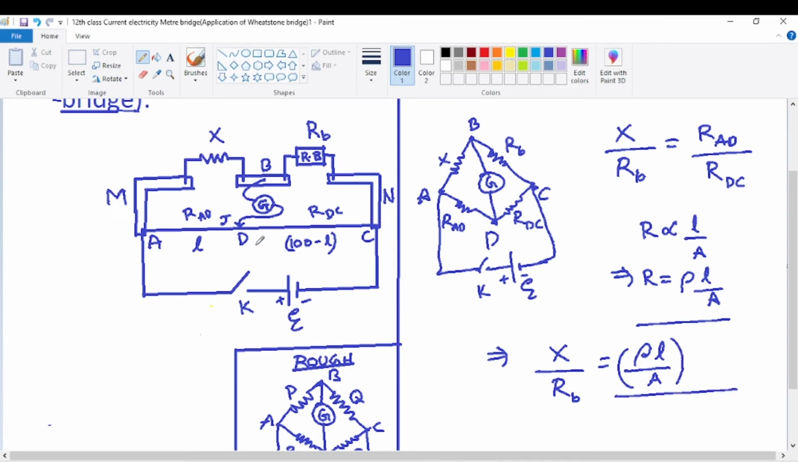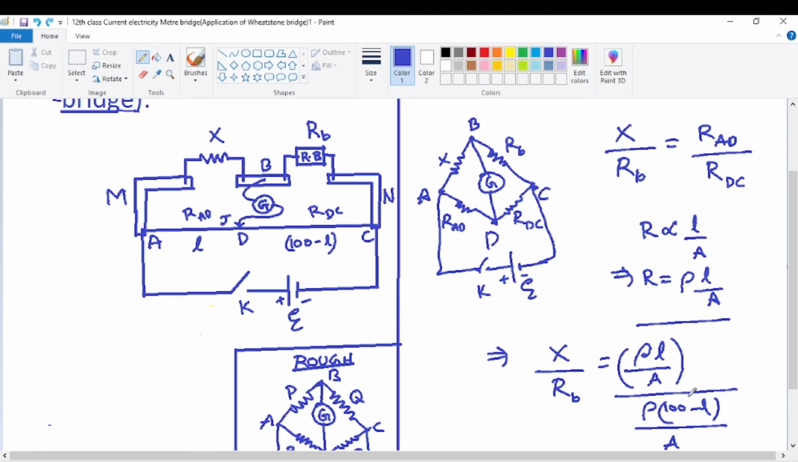The same way R_DC. What is the length of DC portion? 100 minus L. So again it can be written as rho into 100 minus L. That's the length of DC portion. Rho into length 100 minus L divided by area of cross section. That's all. This way it can be written. So whatever things we are seeing here are simple.